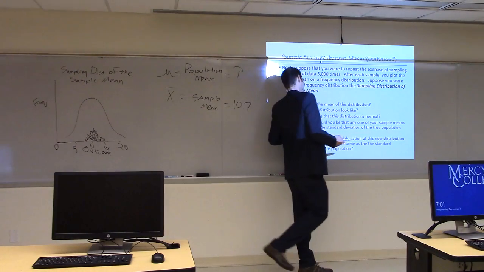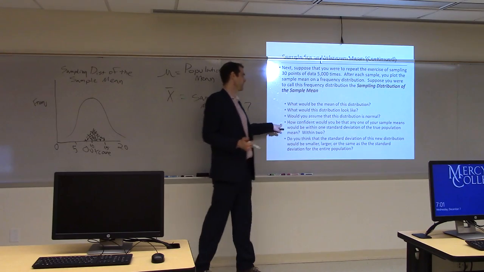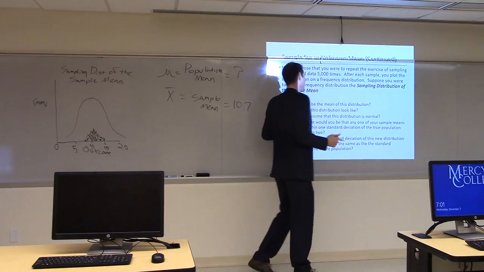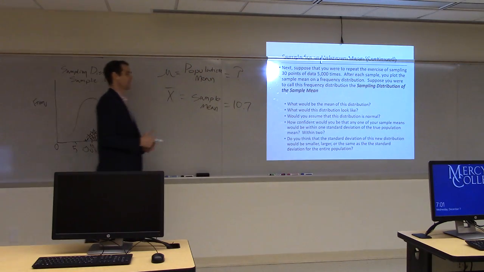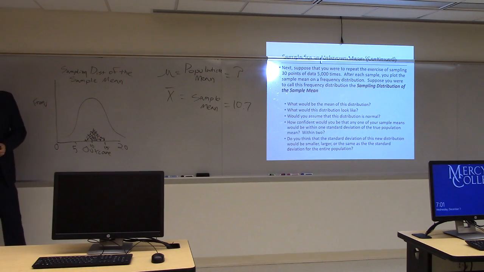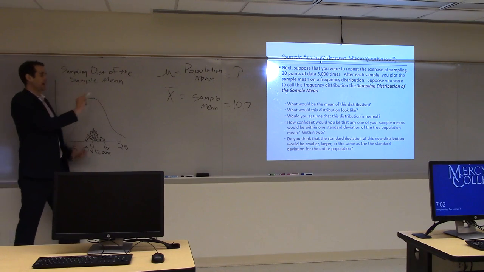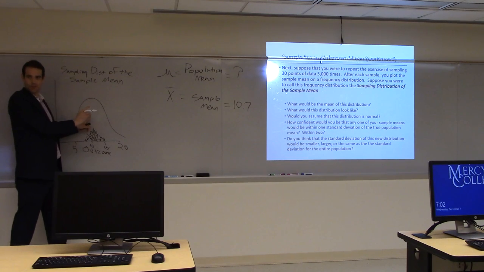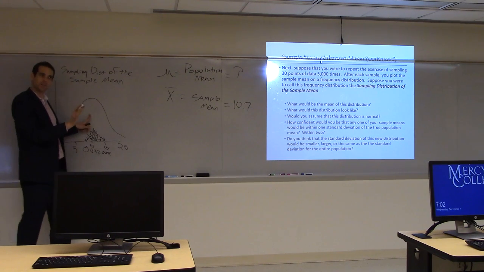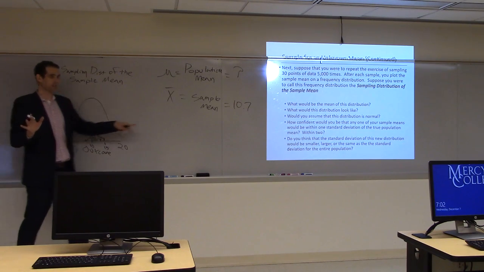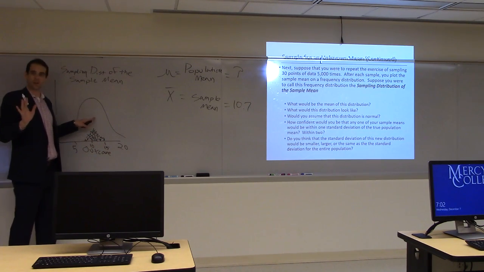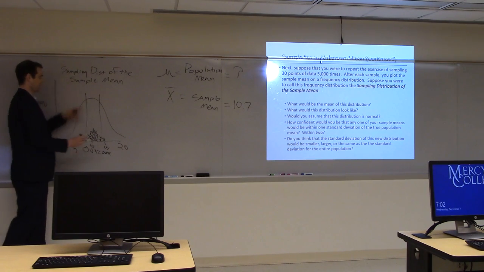Now, let's take a look at this question. How confident would you be that any one of your sample means would be within one standard deviation of the true population mean? Let me set that question up a little more. You have just done this 5,000 times. You've got a more normally distributed sampling distribution of the sample mean, and you have calculated a standard deviation for this mean. How confident are you that any one of these sample means, like 10.7, would be within one standard deviation of this mean?